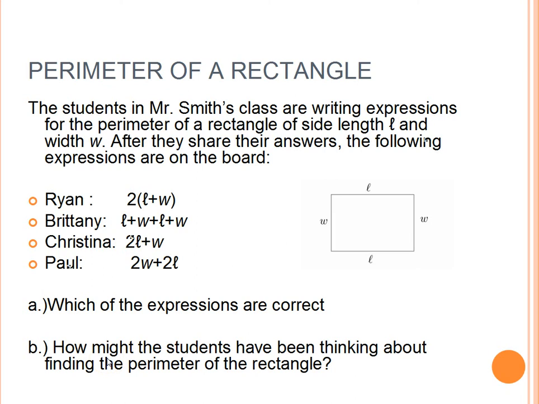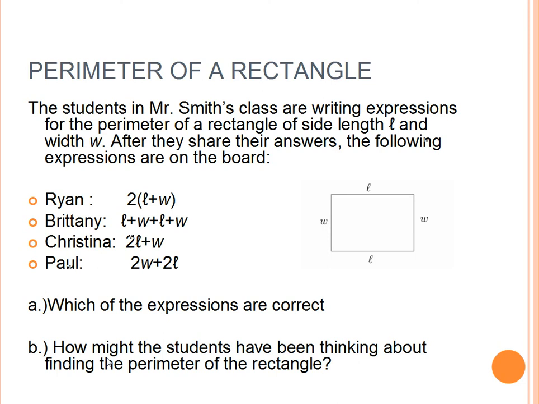This problem says the students in Mr. Smith's class are writing expressions for the perimeter of a rectangle of side length L and width W. After they share their answers, the following expressions are on the board. Ryan says 2 times the quantity, L plus W. Brittany says L plus W plus L plus W. Christina says 2 L's plus W. And Paul says 2L plus 2W.